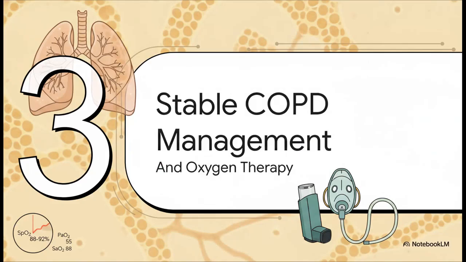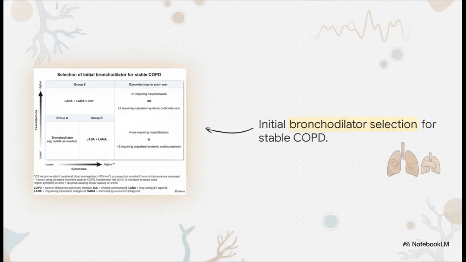Section 3. Stable COPD and oxygen therapy. Managing stable COPD is all about scaling therapy based on symptoms and exacerbation history. For Group A patients, those with low symptoms and few exacerbations, you just use short-acting agents like a short-acting muscarinic antagonist on an as-needed basis. As symptom burden and exacerbation risk climb into Groups B and E, you escalate. You'll want to use a long-acting muscarinic antagonist plus a long-acting beta agonist.